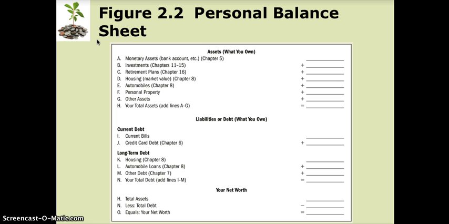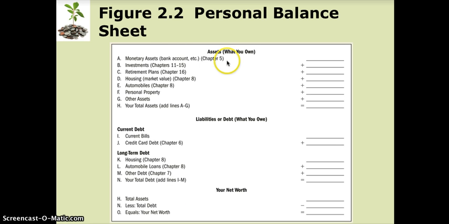Here's a sample of what a balance sheet looks like. You can see up on the top are your assets over here. Then you've got your liabilities, or money that you owe. And then the difference is your total assets minus your total debt or liabilities. That's going to be your net worth.